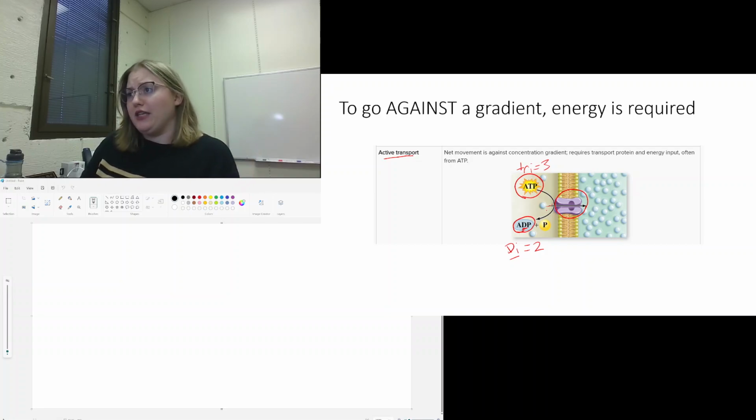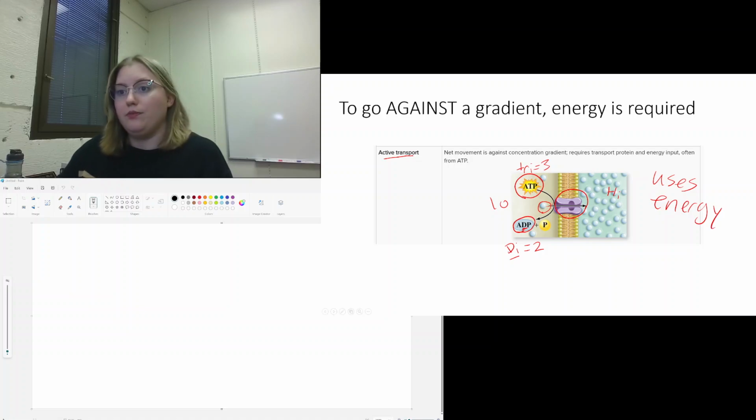And that energy gets used to pump these molecules across the membrane into an area of high concentration. So in this transport, we are going from low to high, and this uses energy, right? It uses ATP. Okay.